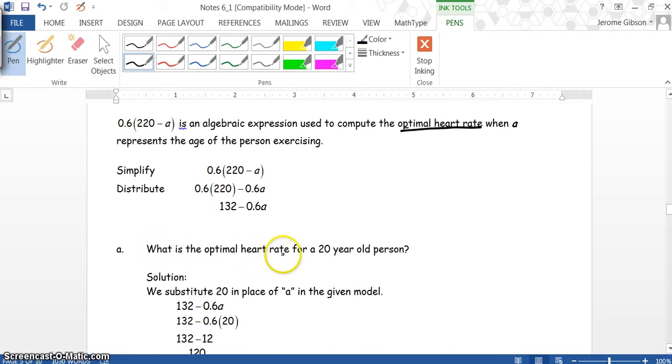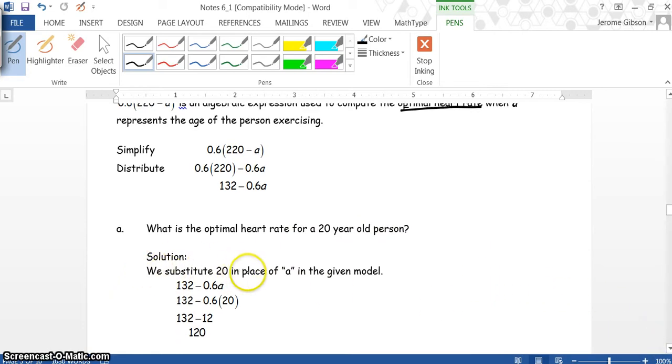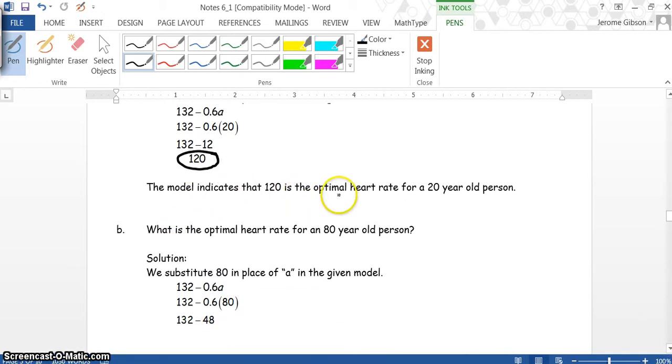Now it says here, what is the optimal heart rate for a 20-year-old person? If you look here, we substitute in 20 in place of A, because remember, A represents the age of the person. So we'll have 132 minus 0.6 times 20. Now 0.6 times 20 will give us 12. So we have 132 minus 12, and our answer here would be 120. That would be the optimal heart rate. So the model indicates that 120 is the optimal heart rate for a 20-year-old person.